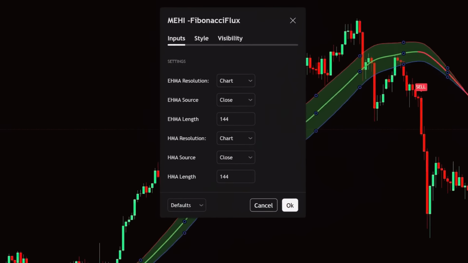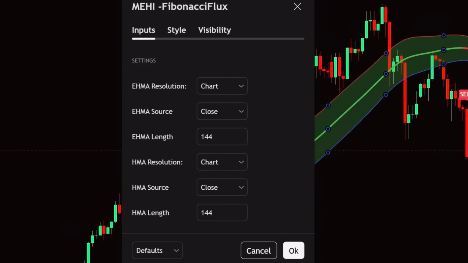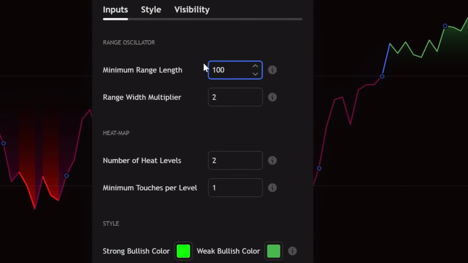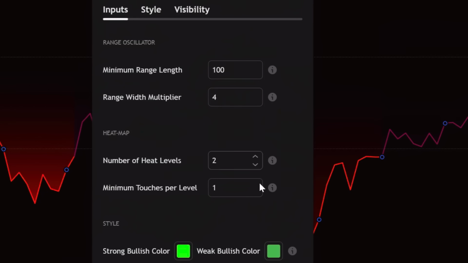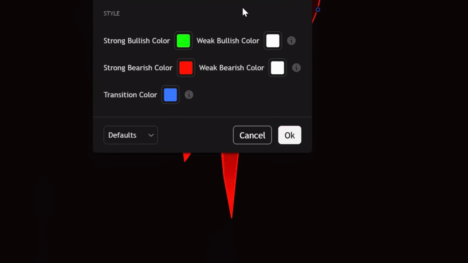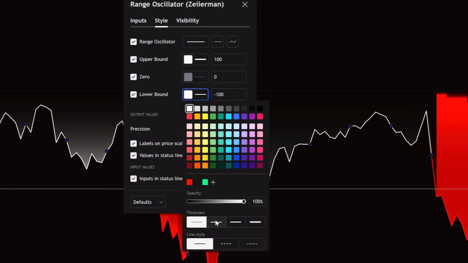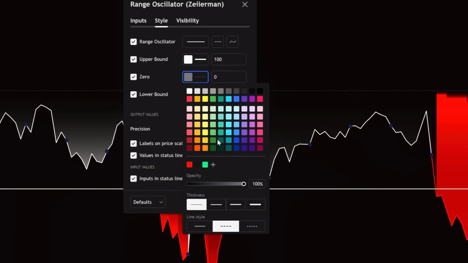Let's start with the indicator settings. For the EHMA and HMA Insight, we're using two values, 144 and 300. Those are the only settings we're using for this strategy. For the range oscillator, the settings are a length of 100 and a smoothing value of 4. And if you're following along on your own charts, these are the exact settings used throughout this video.